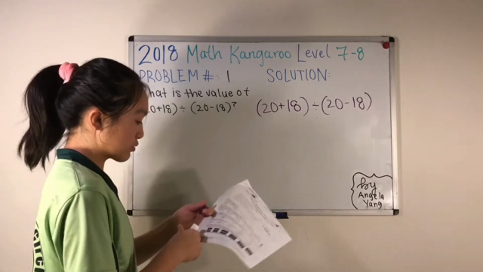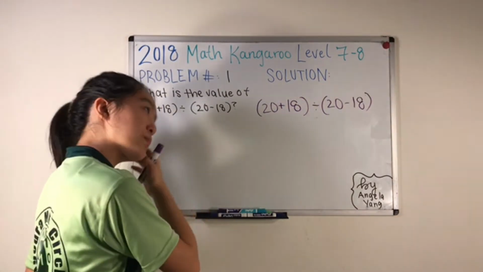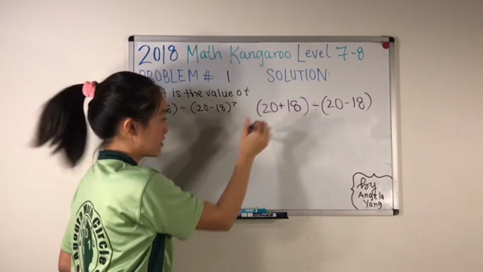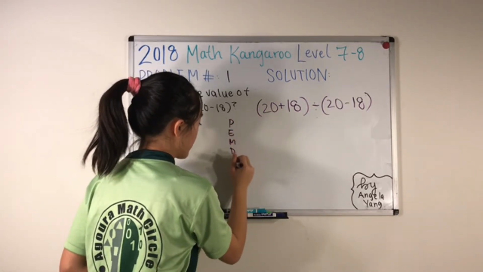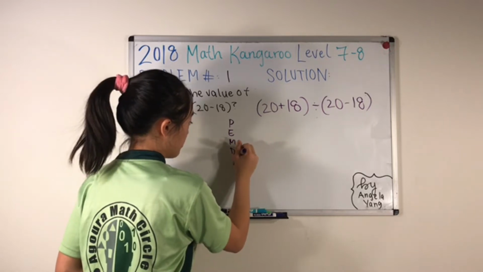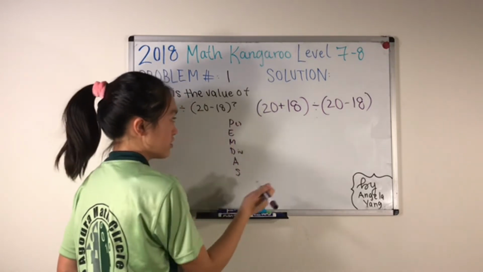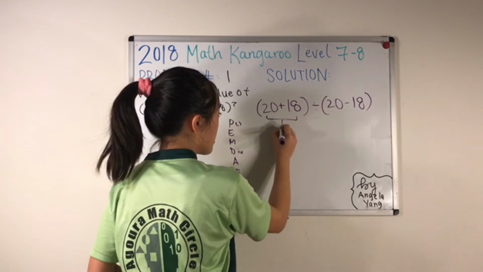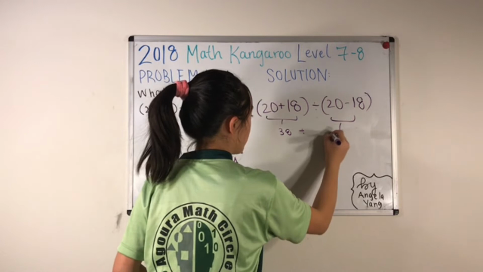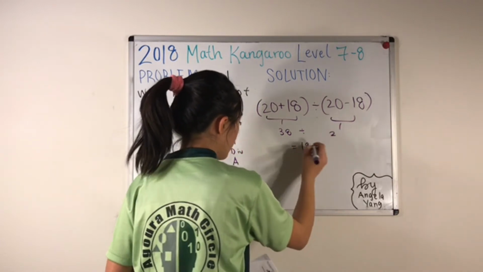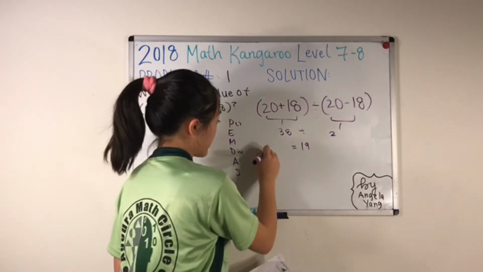So to solve this, I just rewrote the equation, and you solve what's in the parentheses first because of PEMDAS. And then if you solve what's in the parentheses first, then you go on to division. So parentheses and then division. So what's in the parentheses is 38 divided by 2, and that equals 19, which gives us the answer of letter B.